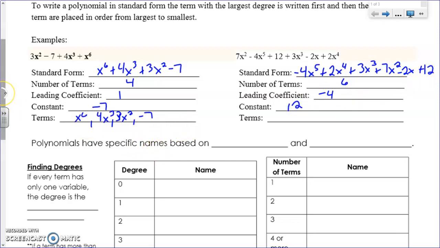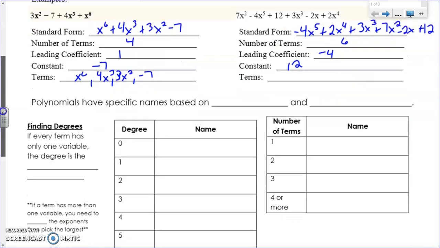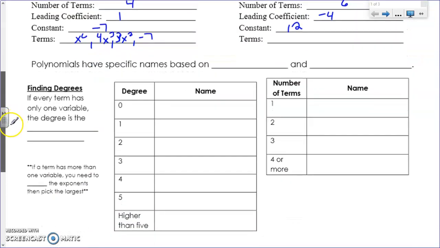Alrighty, does everybody remember that from Algebra 1, Algebra 2? Any questions? Alright, everybody got a packet on your desk? I think I got every desk.